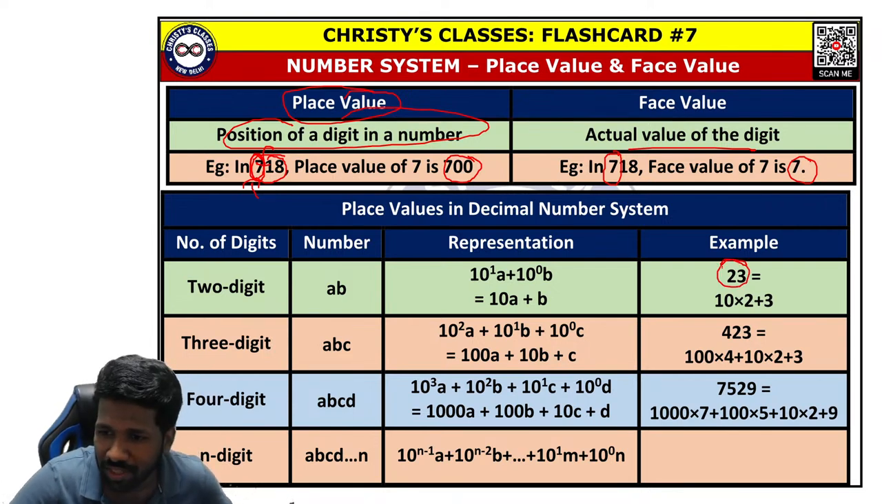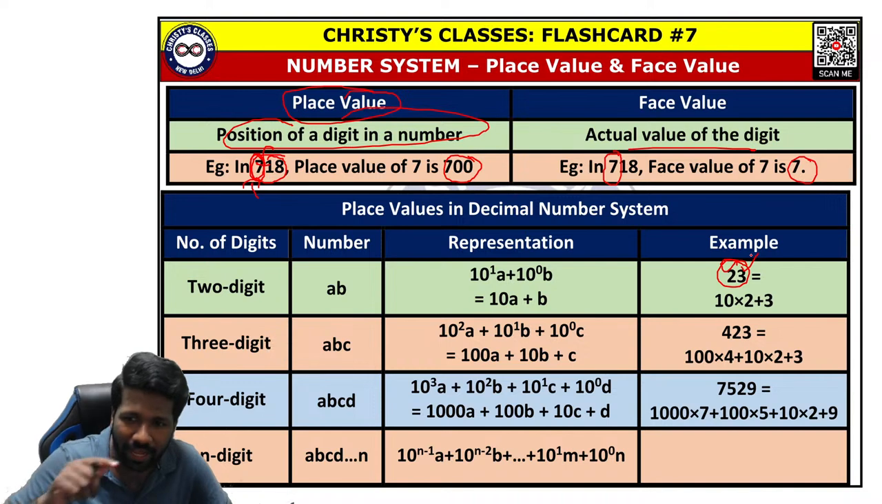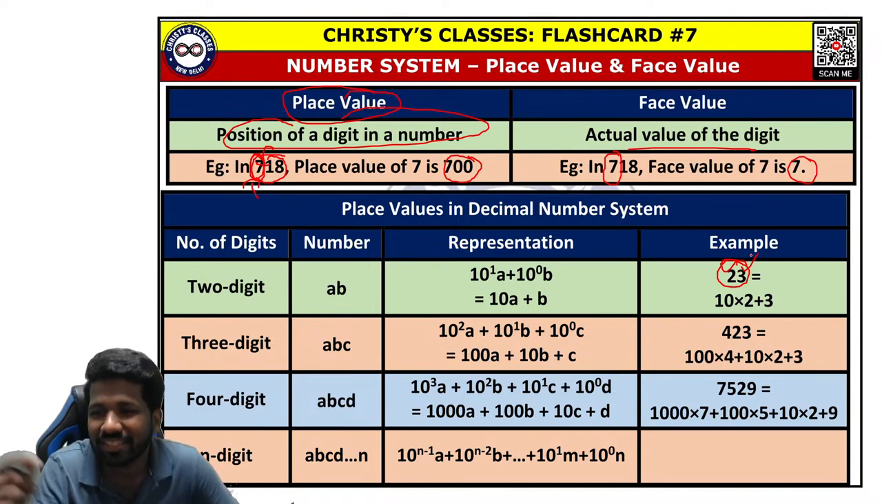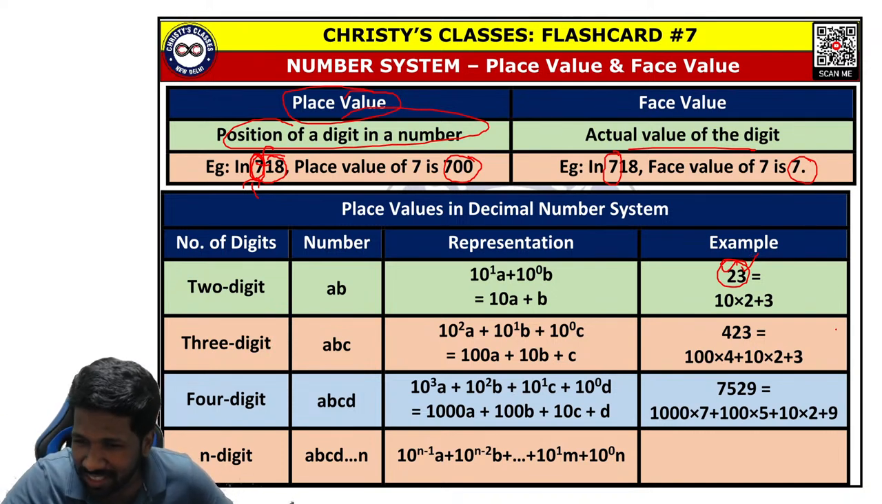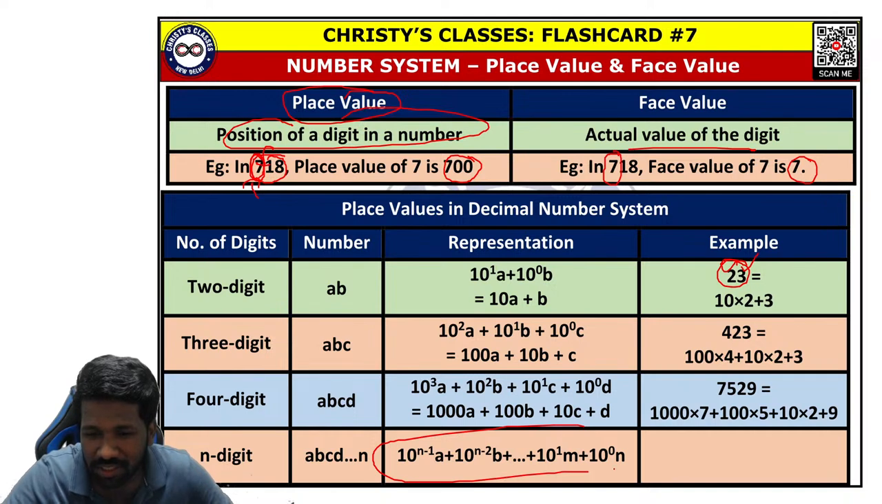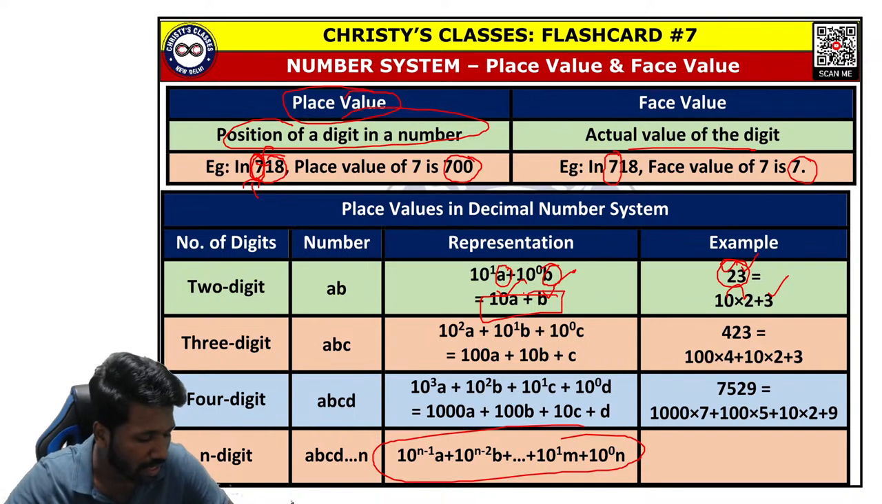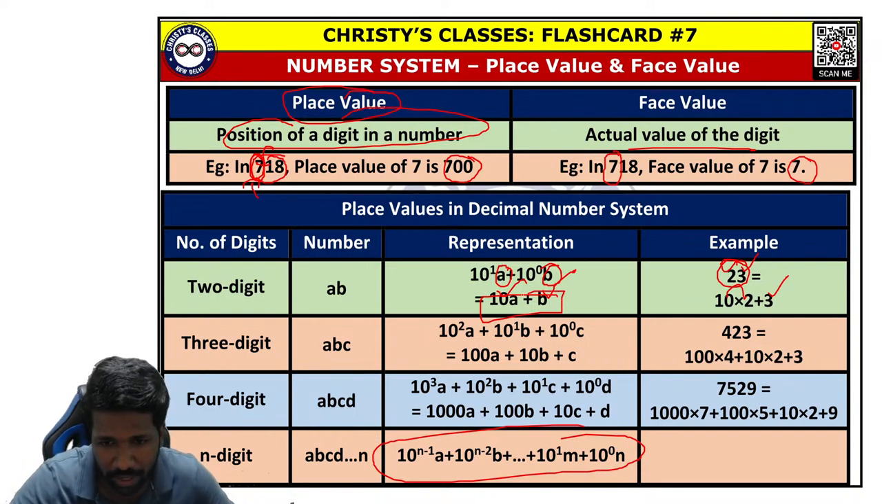When you write 23, we know that 23 means 20 plus 3, isn't it? Yeah, that also seems so obvious. But if you understand that, then you can write numbers in general. So 10 into 2 plus 3, that is in general, if A and B are digits, 10A plus B will be the number we can write. 10A plus B, all of you are getting?